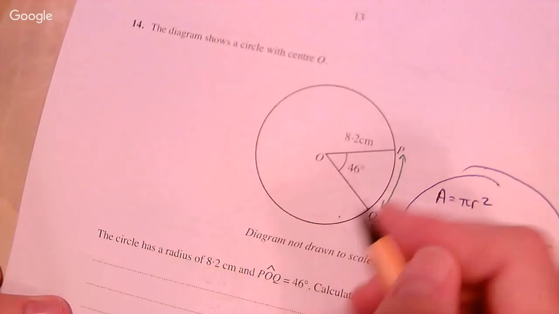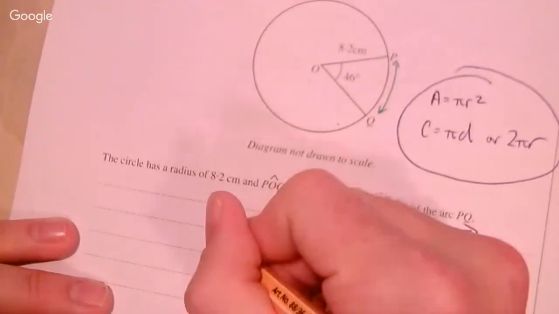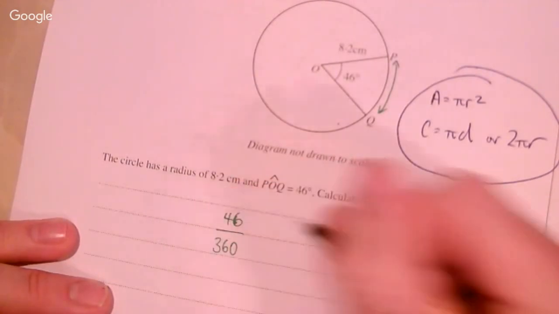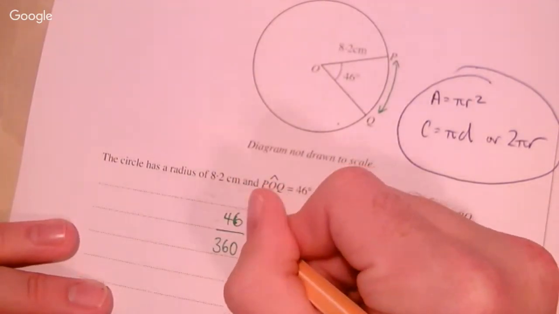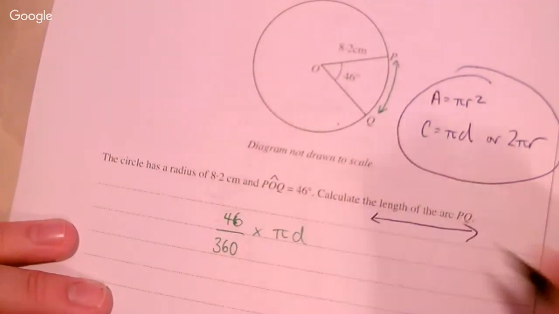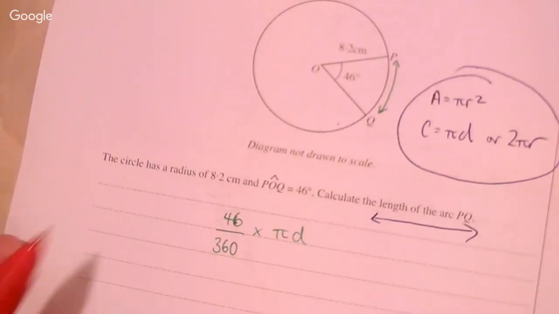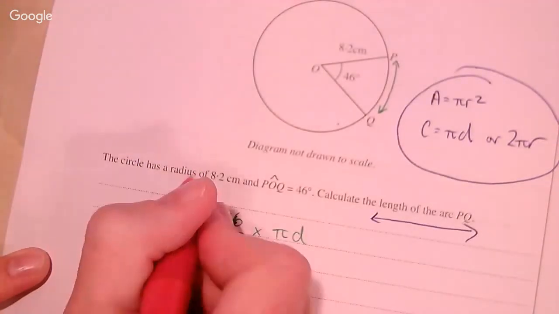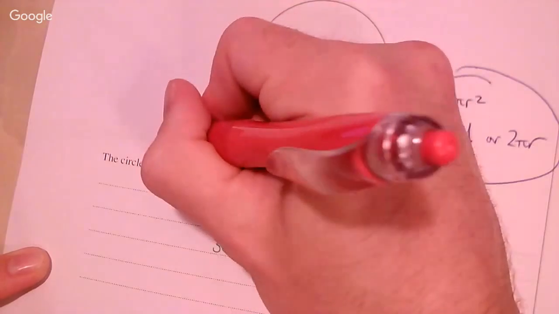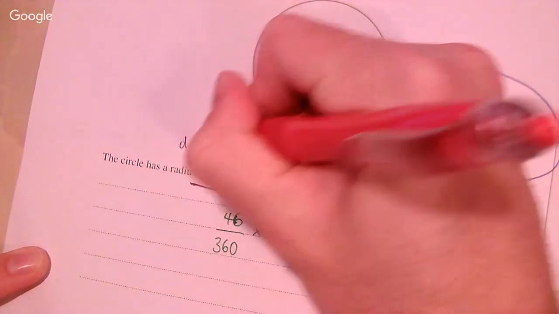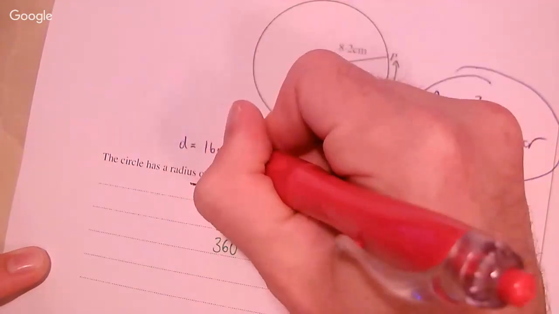It's 46 degrees out of 360 degrees, out of the entire circle, okay? Then I want to times it by pi d. So what am I told in the question? It says the circle has a radius of 8.2. Radius of 8.2 means the diameter is double of that, 16.4 centimeters.